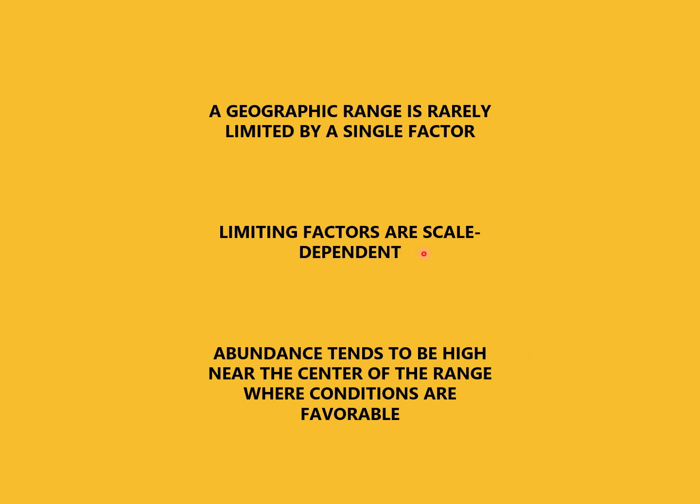If you think back, we were talking about scale. What scale you're looking at is going to influence which factors are the limiting factor at that scale. And abundance tends to be high near the center of the range where conditions are favorable, and you could extend this and say abundance tends to be low towards the edge of the range where conditions are less favorable, and abundance tends to be more variable there as well. So those are some main points to take away.